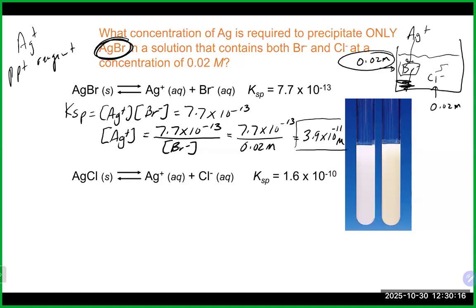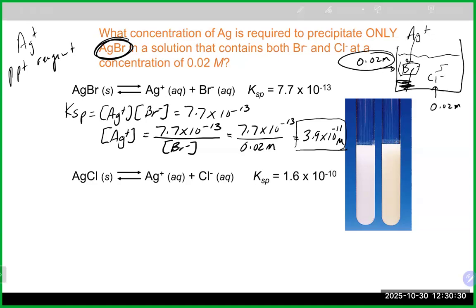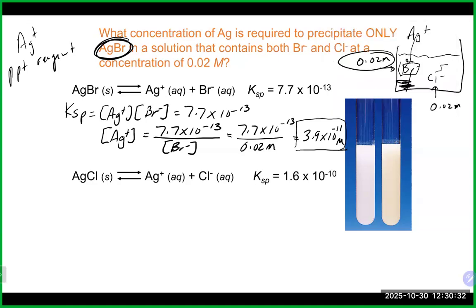This number right here represents the minimum concentration of silver that is needed to start to see a precipitate form. So that is the minimum concentration that's needed to start to see specifically silver bromide form. Questions on that? Now we could do pretty much the identical type of calculation for our other possible solid, which is silver chloride.